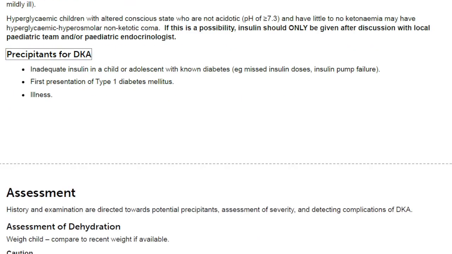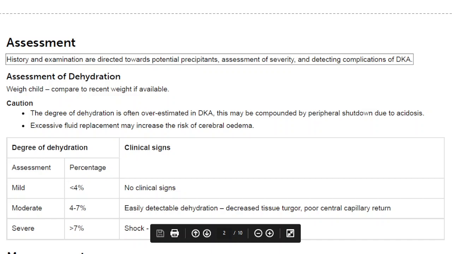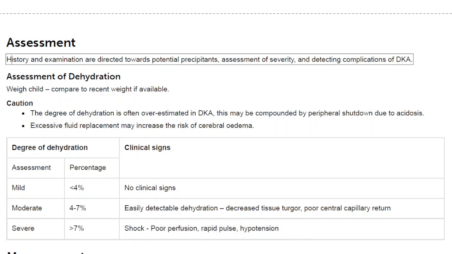Precipitants for DKA. Inadequate insulin in a child or adolescent with known diabetes, e.g. missed insulin doses, insulin pump failure. First presentation of type 1 diabetes. Illness. Assessment. History and examination are directed towards potential precipitants, assessment of severity, and detecting complications of DKA.